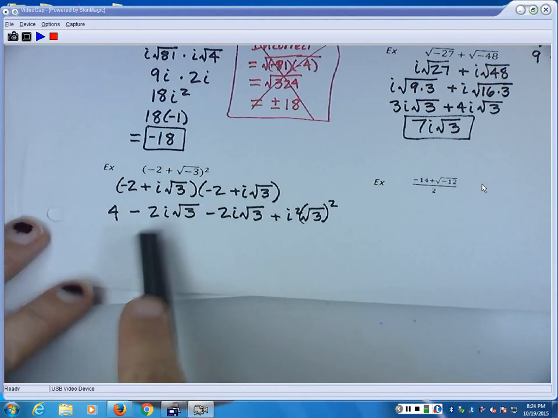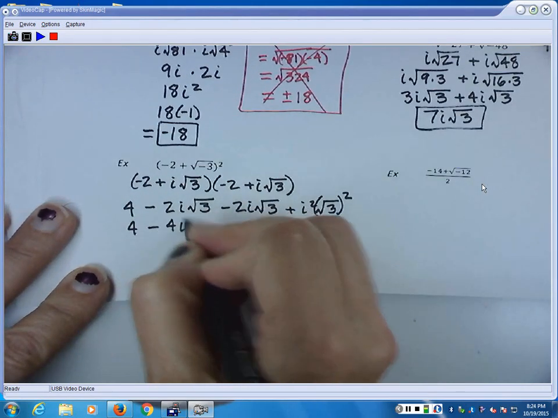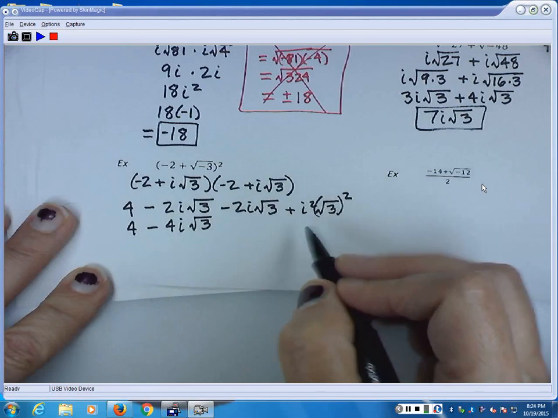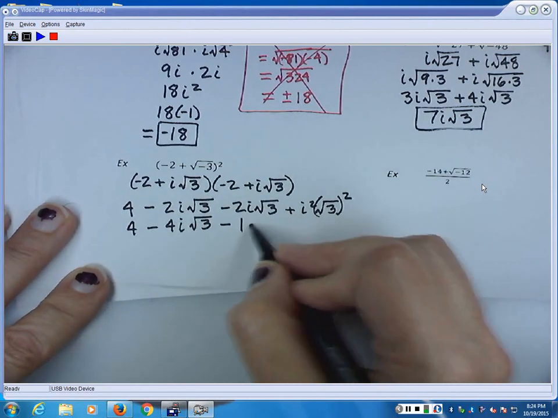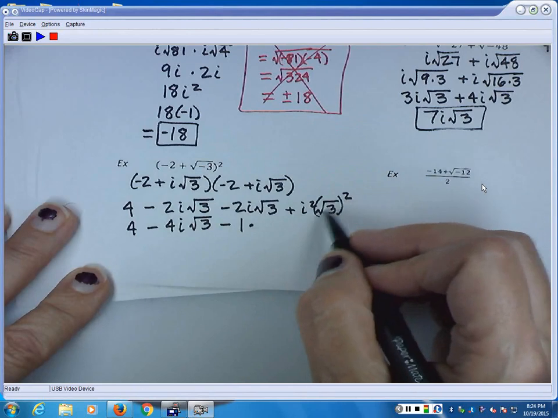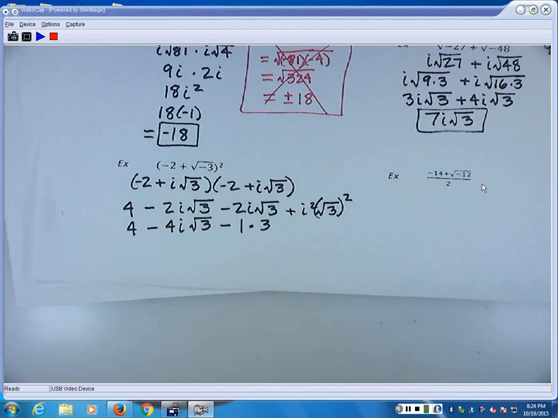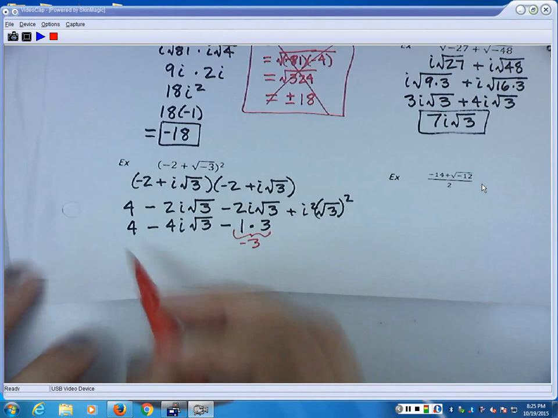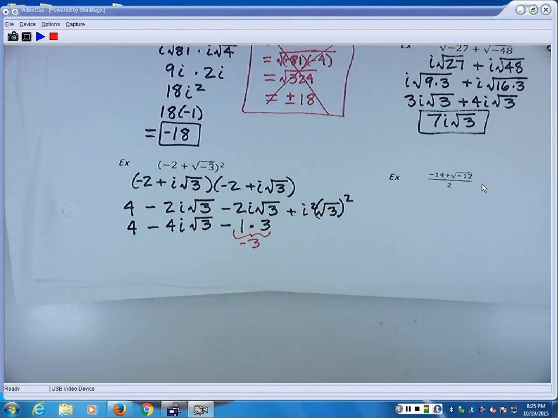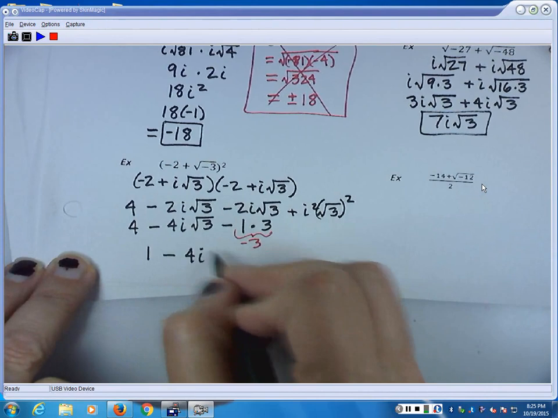So we have like radicals, so this is 4 minus 4i square root of 3, and then this is -1 times, and square root of 3 squared is 3. So that's -3. So 4 minus 3 is 1. And we have -4i square root of 3.